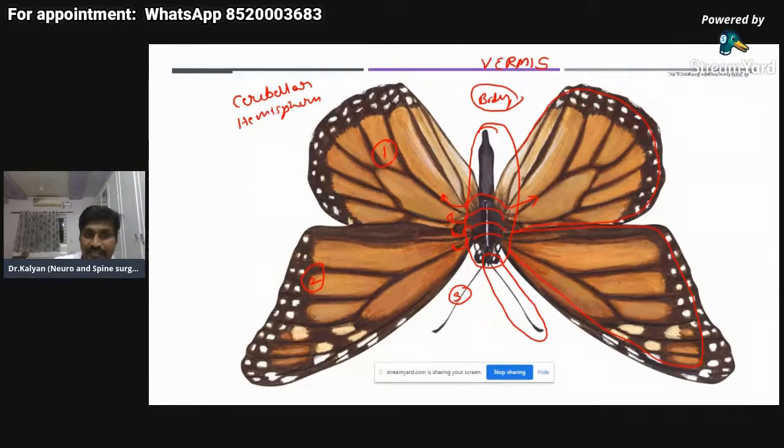This one is known as the anterior lobe of the cerebellar hemisphere. This one is known as the middle lobe. And don't forget the third one: the antenna along with the head is the third lobe. This one is known as the posterior lobe.